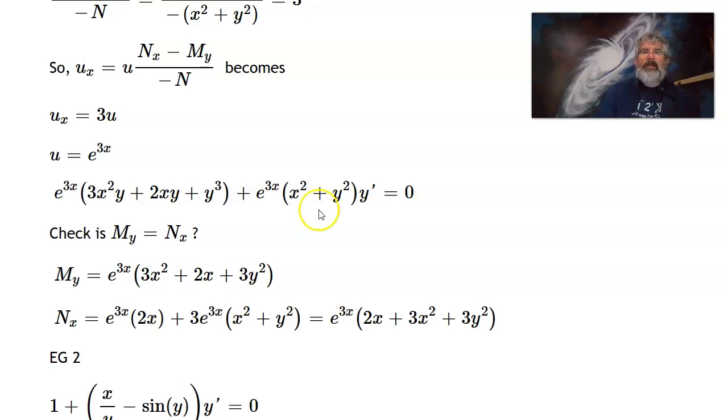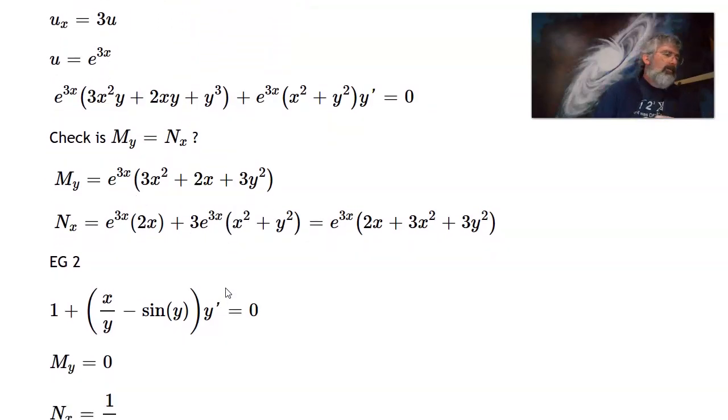This is a product rule. So I've got the e to the 3x times 2x. That's the first times the second. And then I've got the second times the derivative of the first. And there's a chain rule that pulls that 3 out. And factoring now the e to the 3x out of that, I get 2x plus 3x squared plus 3y squared, which I notice is the same as that. And so sure enough, this is now exact, and I could solve it with the methods that we've shown in the previous video. Okay. One more example.